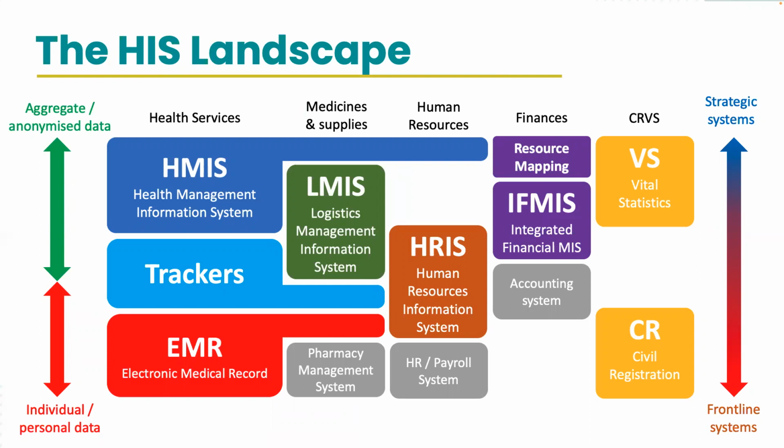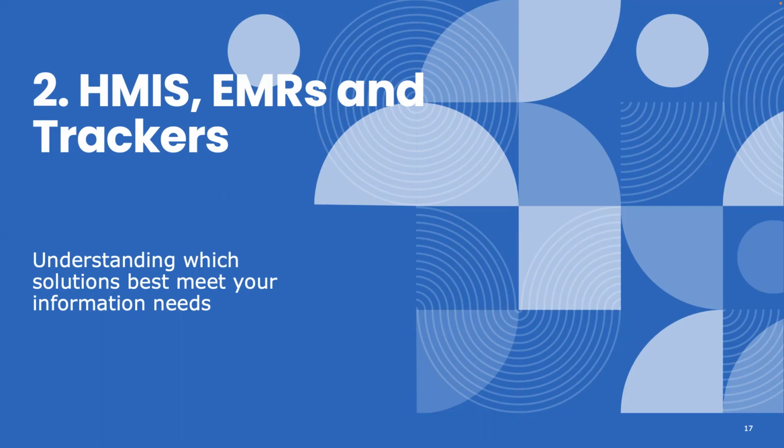So as we move on to the next section of this presentation, it can be really useful to just keep in mind this distinction between more strategic, management-oriented systems on the one hand and more frontline operational systems on the other. So what I'd like to do now is dive down a little into the health services domain of our landscape and give a more detailed overview of these three specific types of systems. So HMIS, trackers, and EMRs.